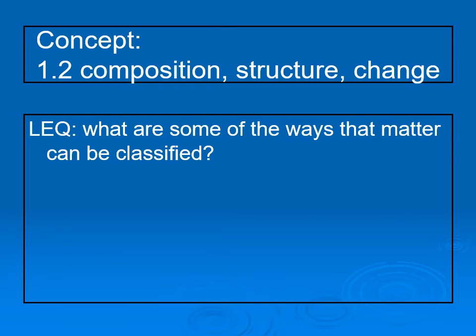However, new to us is the concept for Lesson 2, which also corresponds with Section 2. And I'm going to call this lesson composition, structure, and change, because I'm trying to tie it back in with the definition of chemistry. This question here, what are some of the ways that matter can be classified, will directly relate to the unit essential question, which is more or less the same type of question. It's close. So there you have it.